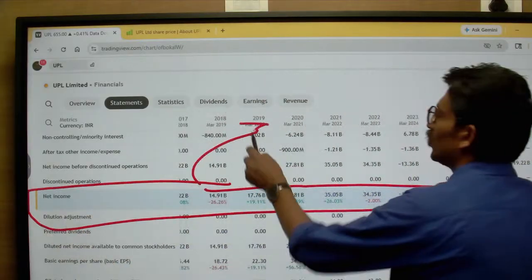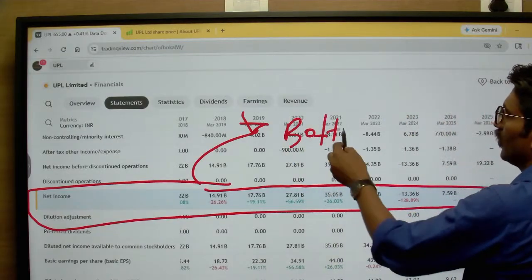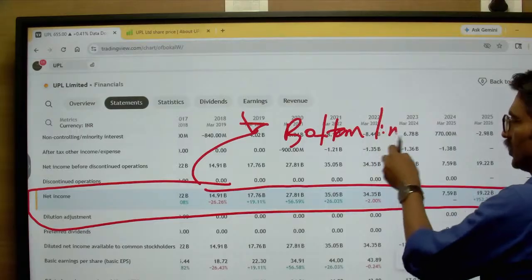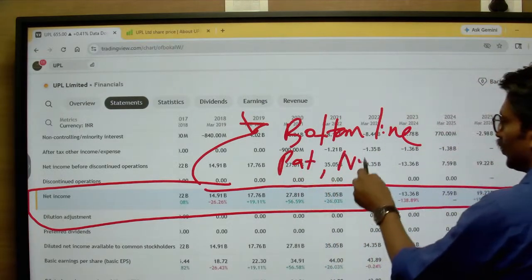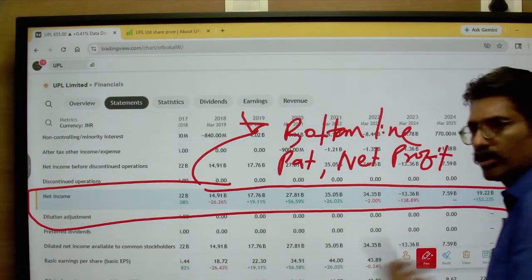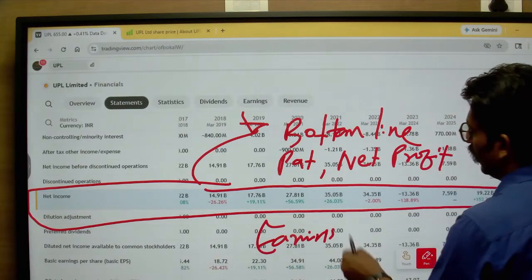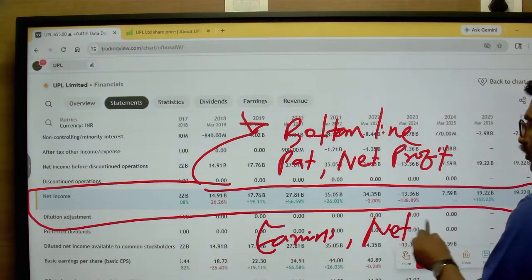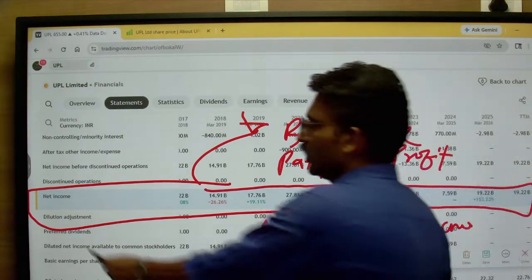If you go on to CNBC Z News, you will hear people call it bottom line because this is the last line in the profit and loss statement. This is profit after tax, also known as net profit. These are Indian terminologies, or maybe used in the Commonwealth. But if you go to the West, they will use earnings or net income. Net for net profit or net income. Okay, understood? And here is the proof they are using net income.